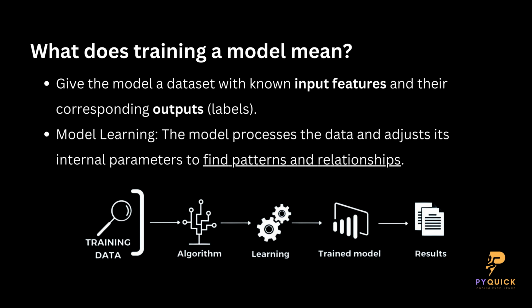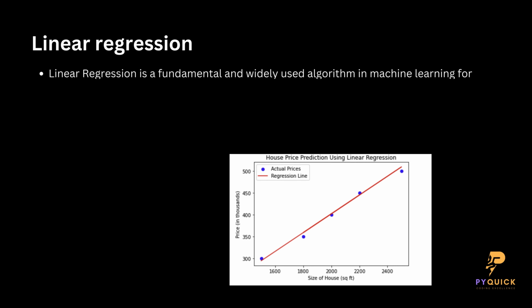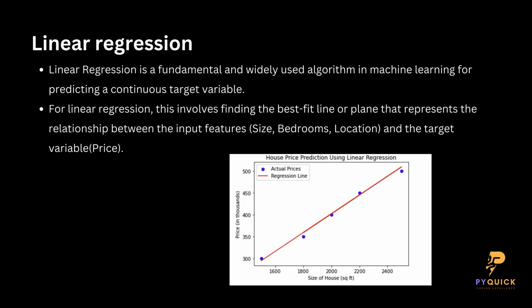Now it's time to train our model using linear regression, a straightforward yet powerful machine learning algorithm. But first, what does it mean to train a model? It essentially means to give the model a dataset with known input features and their corresponding outputs, labels. The model processes the data and adjusts its internal parameters to find patterns and relationships. Linear regression is a fundamental and widely used algorithm in machine learning for predicting a continuous target variable. For linear regression, this involves finding the best fit line or plane that represents the relationship between the input features, size, bedrooms, location, and the target variable, price.